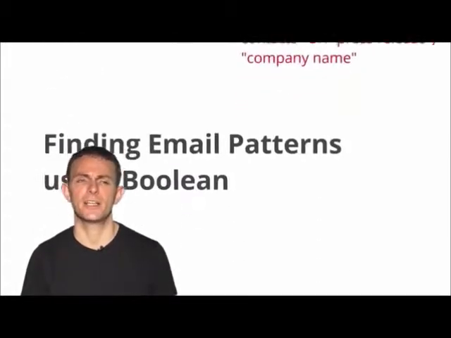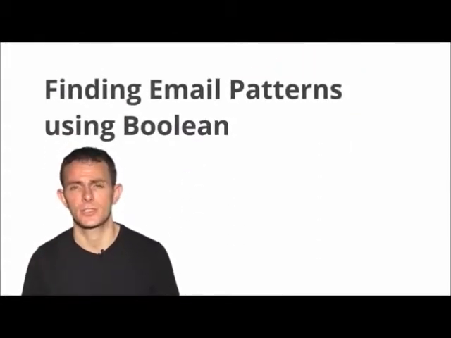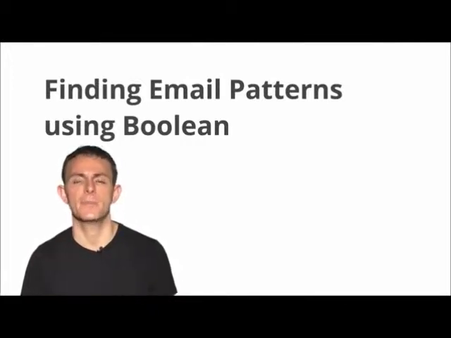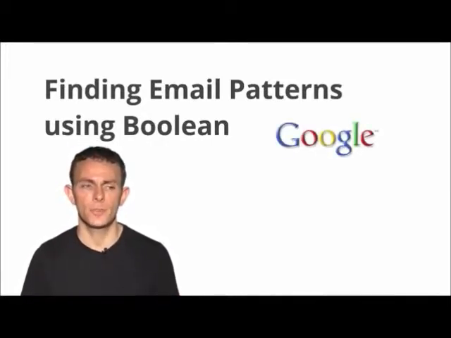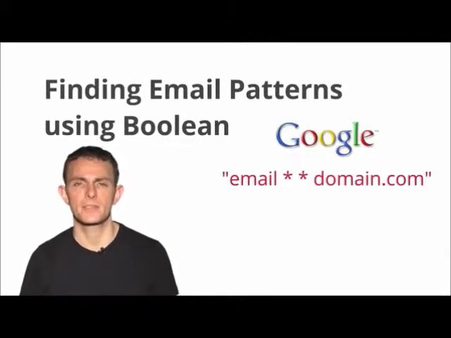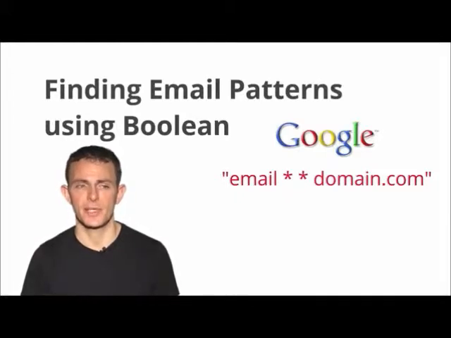So next up, we're going to try and find email patterns using Boolean search. This can be a really quick and effective way to try and find emails for individuals, regardless of what the company might be. So what you do is you go to Google and you type in the following. Using open quotations, so double quotations, you put in the word email, space, an asterisk, another space, another asterisk, and another space, and then the domain that you're looking to try and find email patterns for. And don't forget to close your quotations.